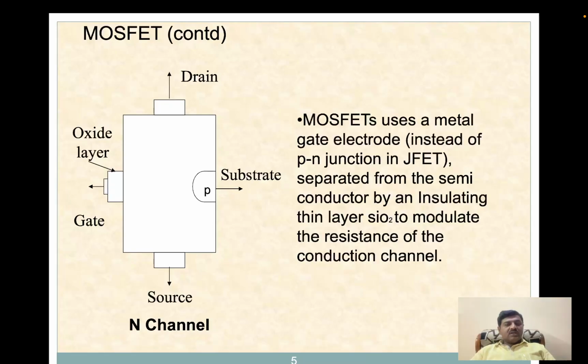Next, coming to the MOSFET, it uses a metal gate electrode. You know that a MOSFET has three terminals: gate, source and drain. The gate is separated by a silicon dioxide layer.